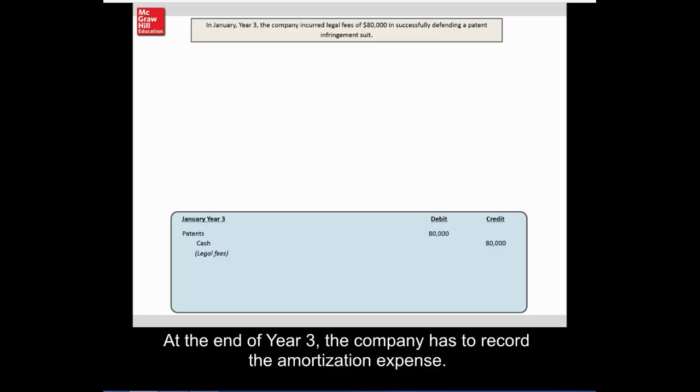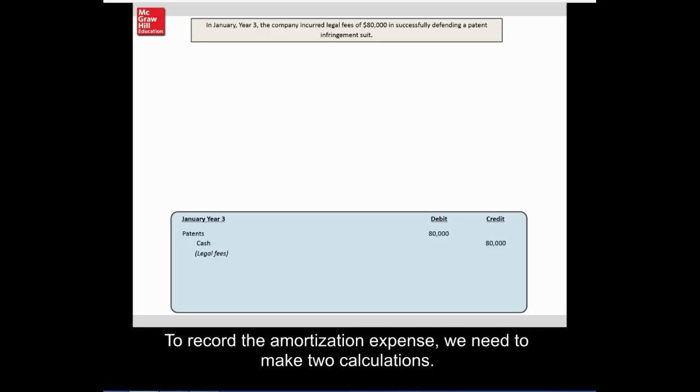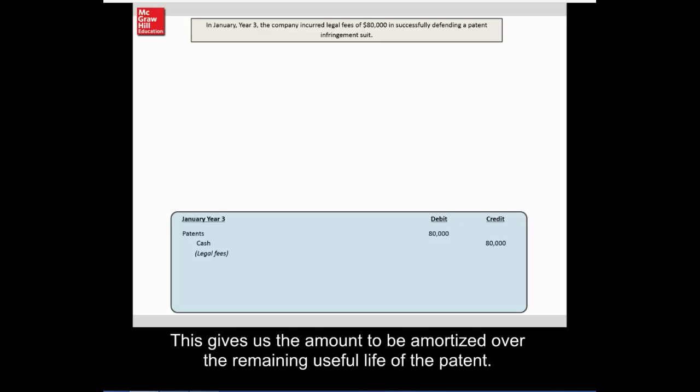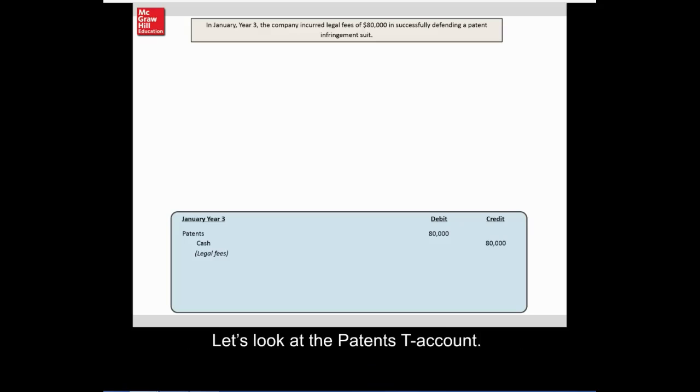At the end of year 3, the company has to record the amortization expense. To record the amortization expense, we need to make two calculations. The first calculation is to arrive at the balance in the patent's account. This gives us the amount to be amortized over the remaining useful life of the patent. Let's look at the patent's T account.